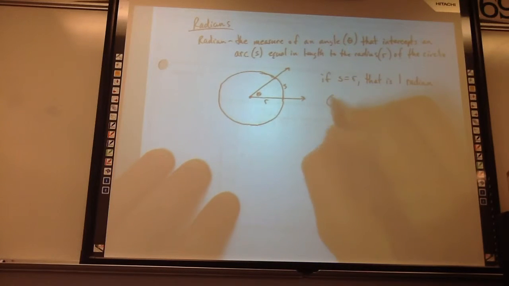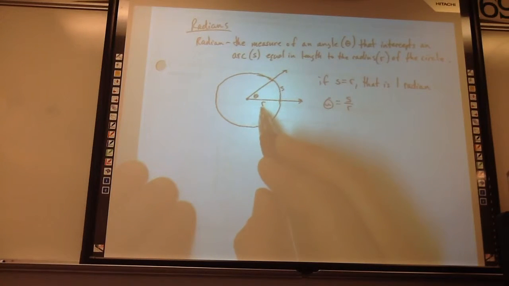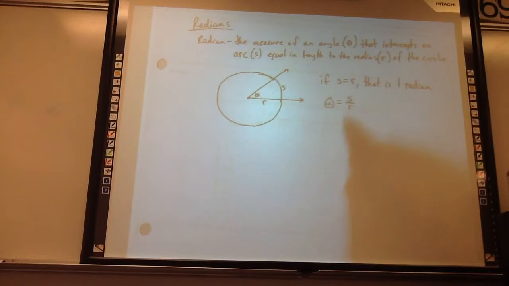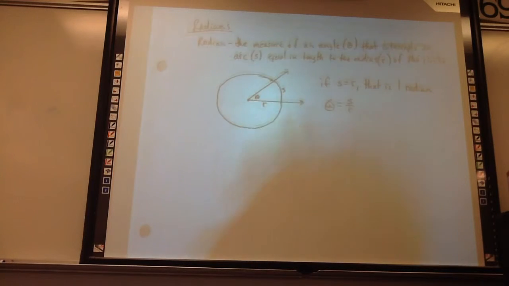To find the angle, you just do S divided by R. If the radius was 12 and the arc length was 6, that angle would be 1/2 radian. If this was 18 and this was 6, that'd be 3 radians.